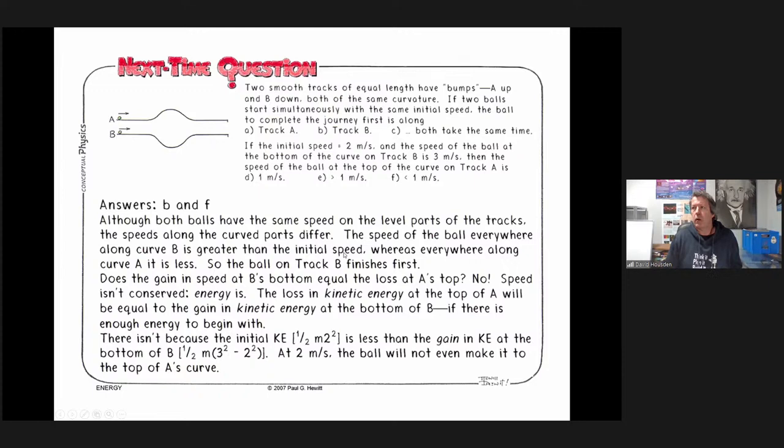So track B will win the race effectively because the ball is going faster at all points than it is on track A. And so it will win the race. And in B, well, the second part of the question, it actually won't make the top. It won't even make the top of the curve.